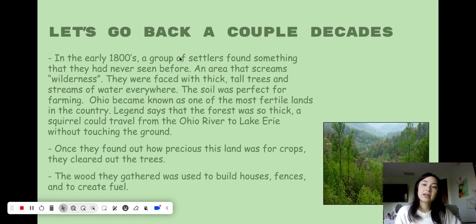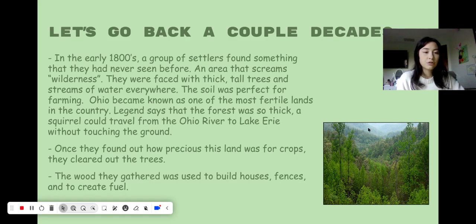So back a couple decades into the early 1800s, settlers came into Ohio and they found this beautiful land full of trees and fertile soil. And that's when they decided they wanted to stay here and build farms and stuff. So they planted their crops, cleared out the trees, and they used the wood to build houses and fences and to create fuel, which we will get into later. This picture over here, this is kind of what I imagine Ohio to look like with all the trees.